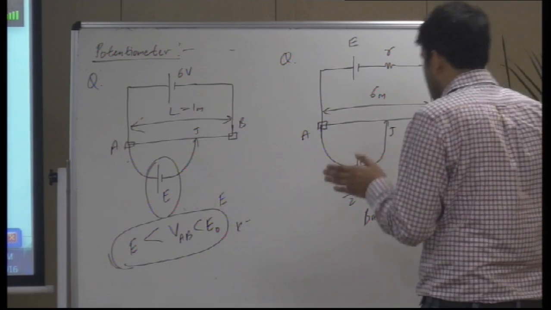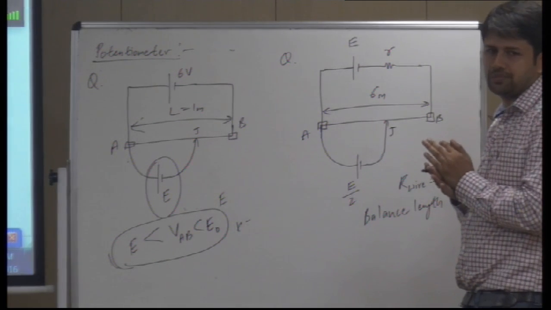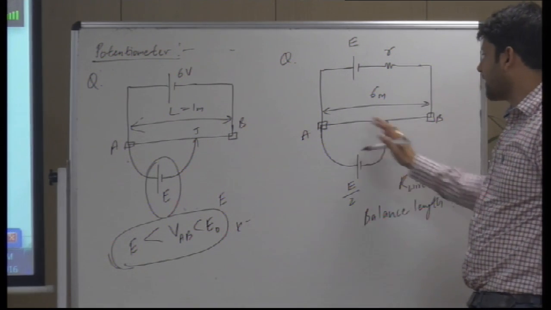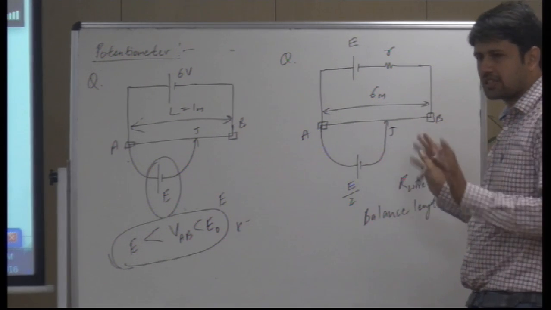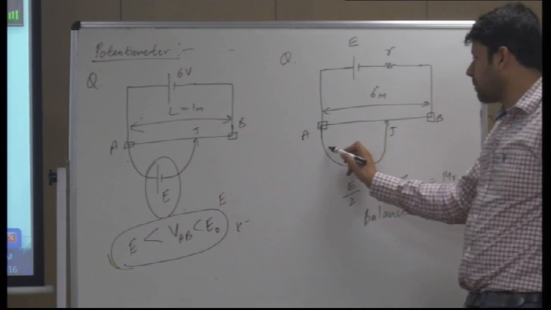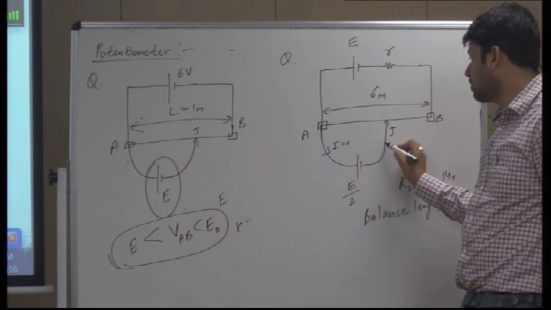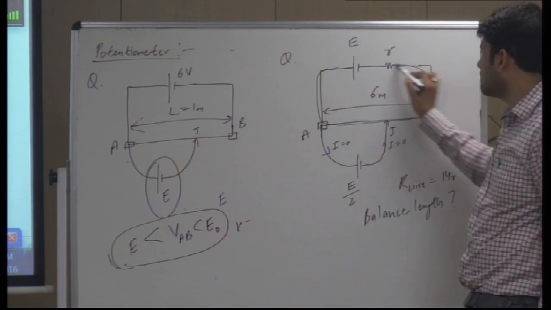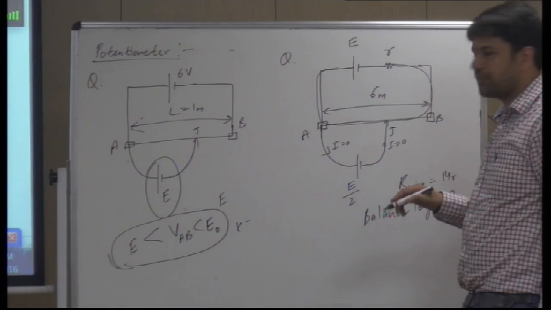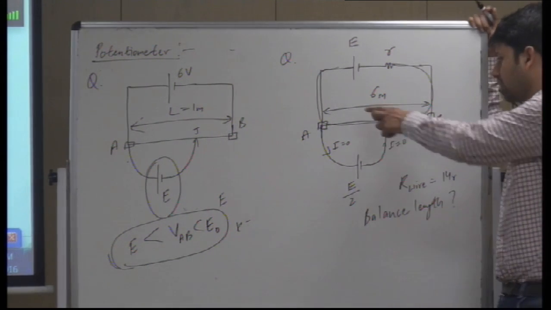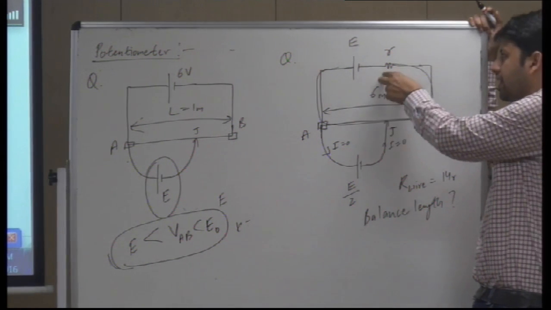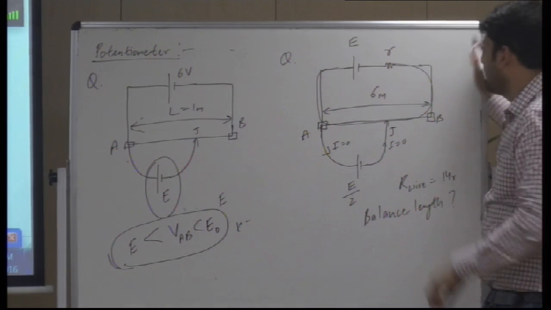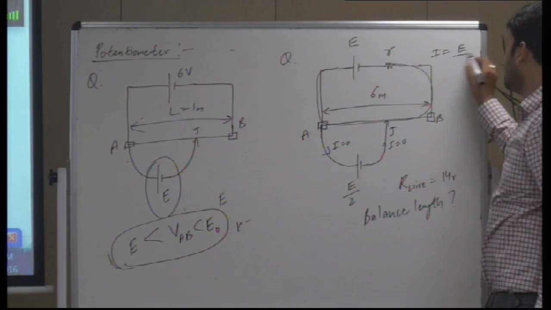Let's see. Now, check. Dekho, it's not that difficult. Let us assume that the balance point is established. When the balance point is established, there is no current here, no current here. The only current circulates in this circuit. Can we find the current? Yes, we can. Total resistance is 14 R here, R here, so the total resistance would be 15 R. Current would be E upon 15 R.